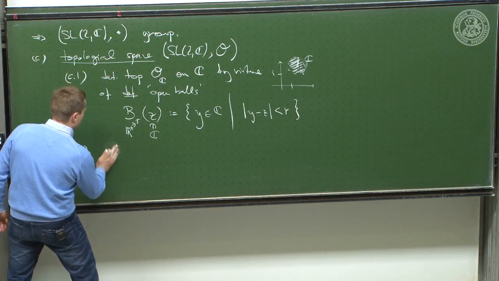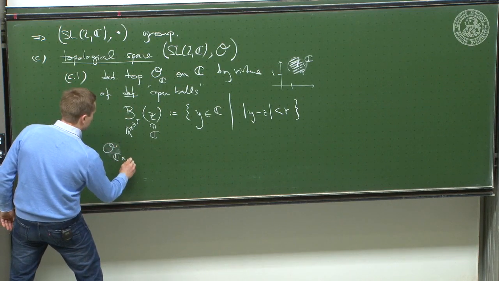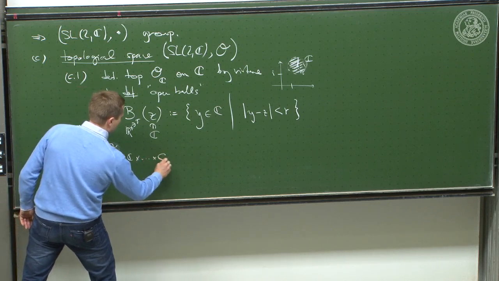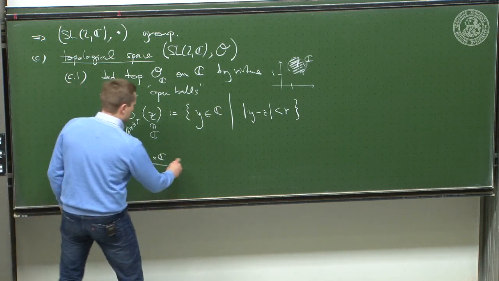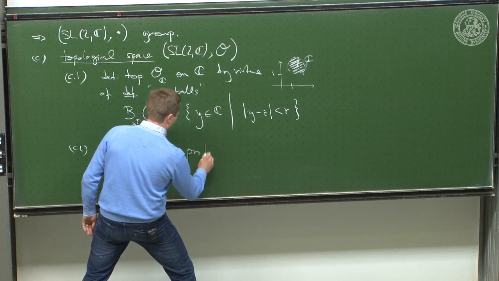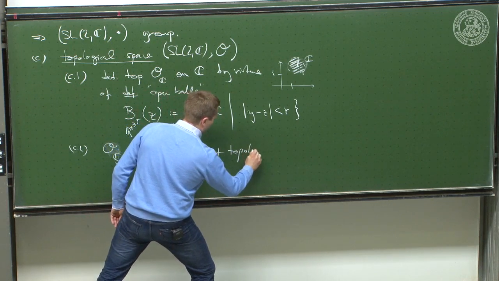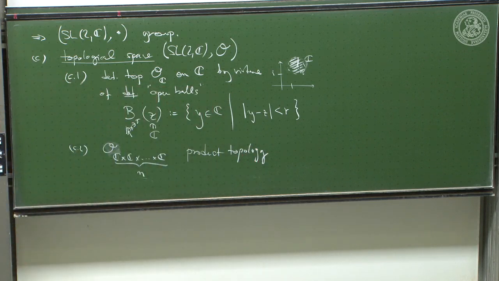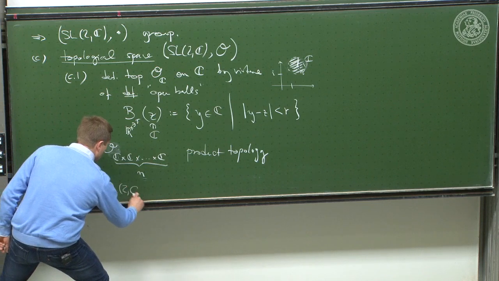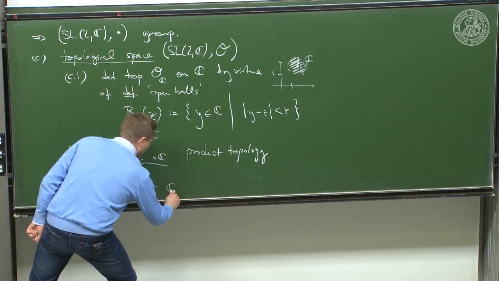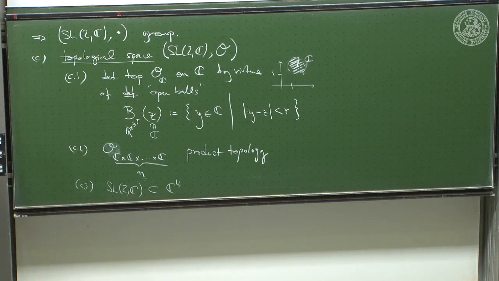So we have this on C, but then very quickly, of course, if we have it on C, then we can define a topology on a finite Cartesian product, so on Cn, as the product topology. If I have one on C, I have one on C4 by virtue of the construction of the product topology. Now, SL2C is not C4, but SL2C is a proper subset of C4, of course, because it is C4 with a condition.